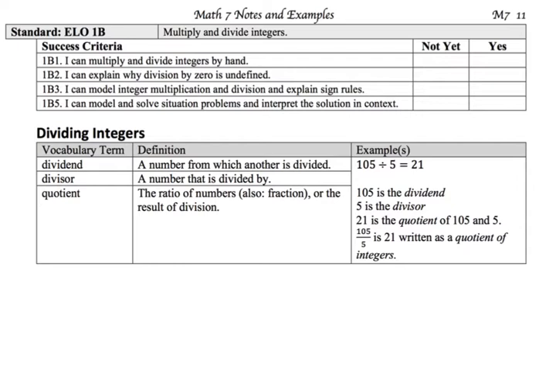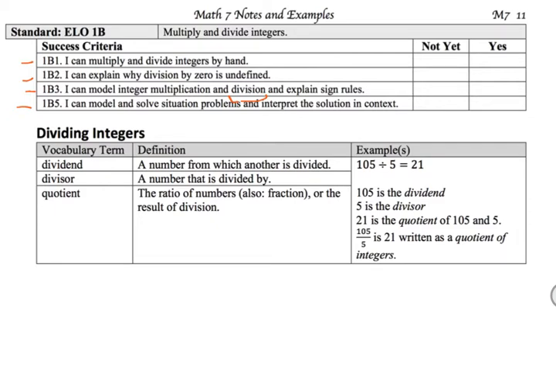So page 11 in the notes, today we're going to be able to multiply and divide integers by hand, explain why division by zero is undefined, model integer multiplication and division, and explain sign rules, especially division today. I can model and solve situation problems and interpret the solutions in context.